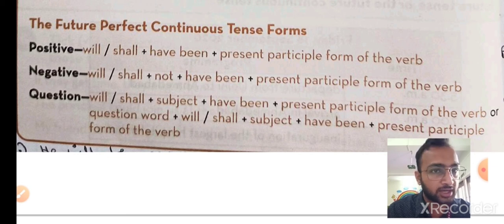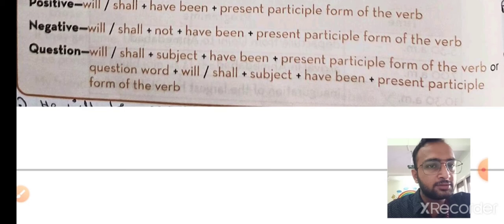Will plus shall plus have been plus present participle form of the verb. Negative: will plus shall plus not plus have been plus present participle form of the verb. Here we are adding not because it is a negative sentence. Now question: will plus shall plus subject plus have been plus present participle form of the verb, or question word plus will plus shall plus subject plus have been plus present participle form of the verb. Got that? Please note it down, students.